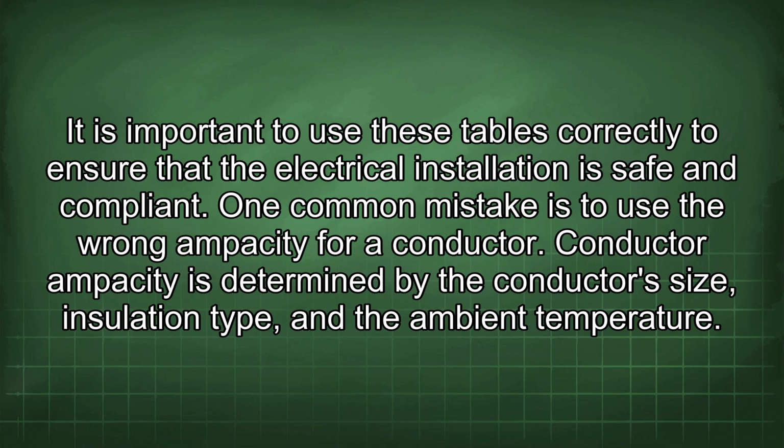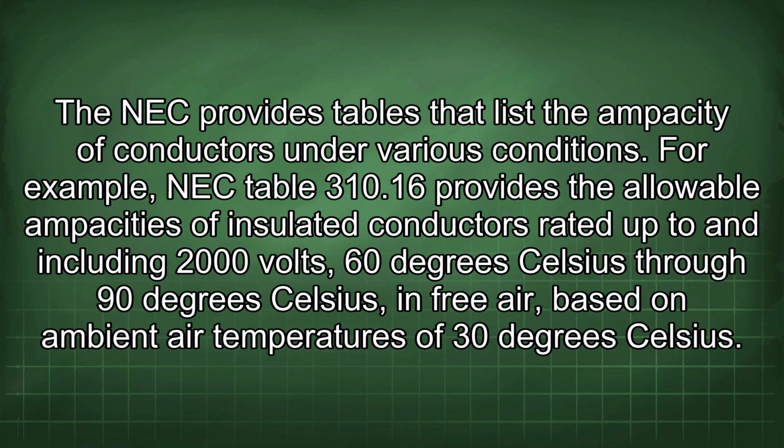One common mistake is to use the wrong ampacity for a conductor. Conductor ampacity is determined by the conductor's size, insulation type, and the ambient temperature. The NEC provides tables that list the ampacity of conductors under various conditions. For example, NEC Table 310.16 provides the allowable ampacities of insulated conductors rated up to and including 2000 volts, 60 degrees Celsius through 90 degrees Celsius, in free air, based on ambient air temperatures of 30 degrees Celsius.